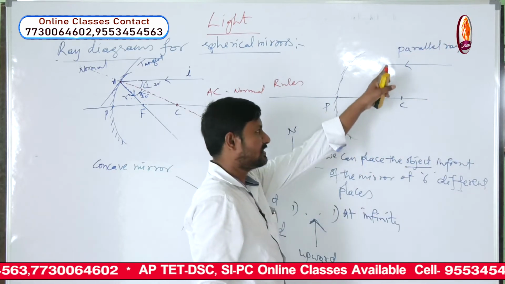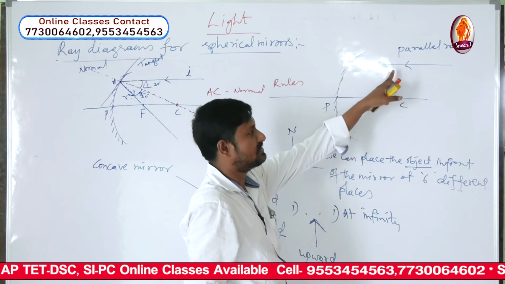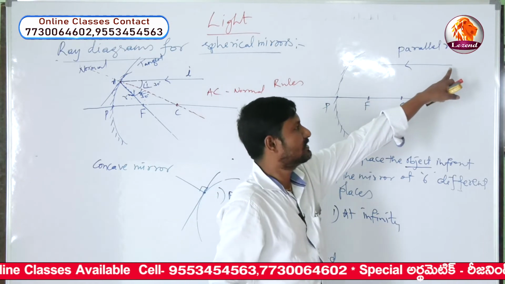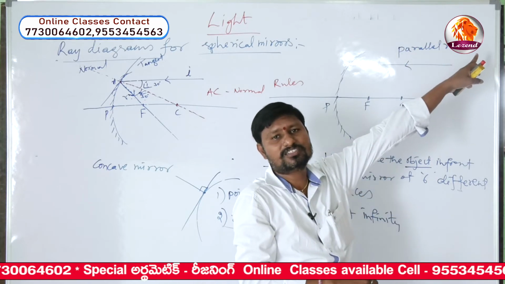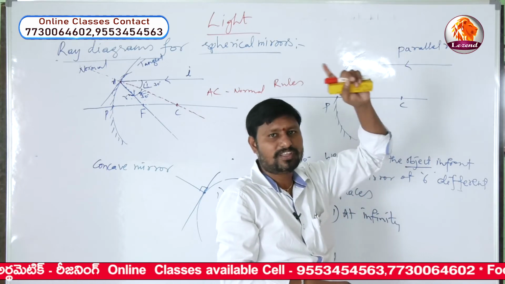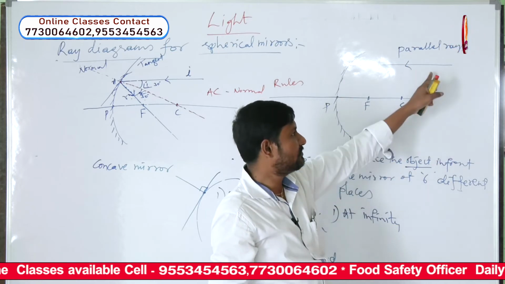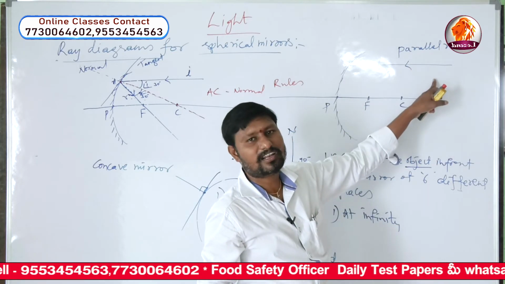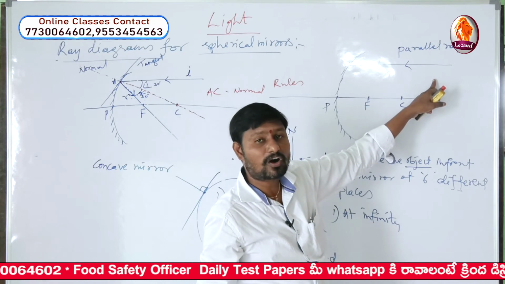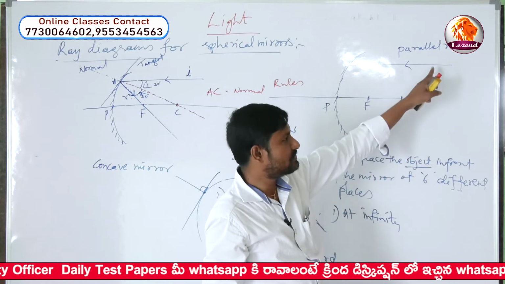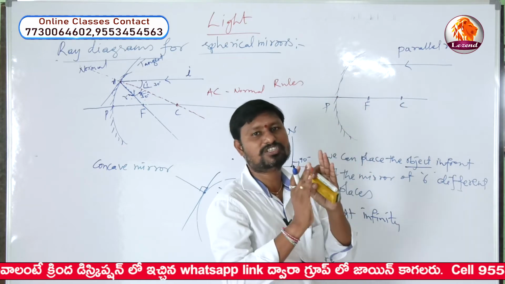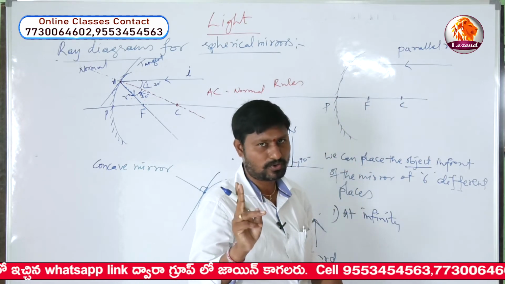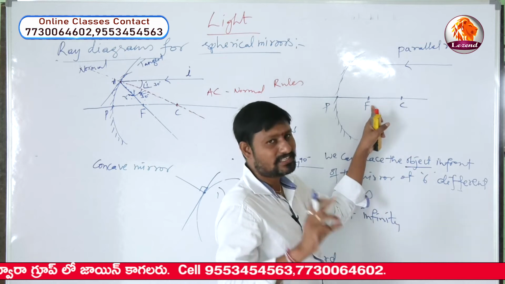The parallel rays to the principal axis represent that the object is very far away from the mirror, which we naturally consider as infinity. So when the object is at infinity, we generally consider these parallel rays to show the object is at infinity. When the object is at infinity, where is the image formed? That is the position of the image.